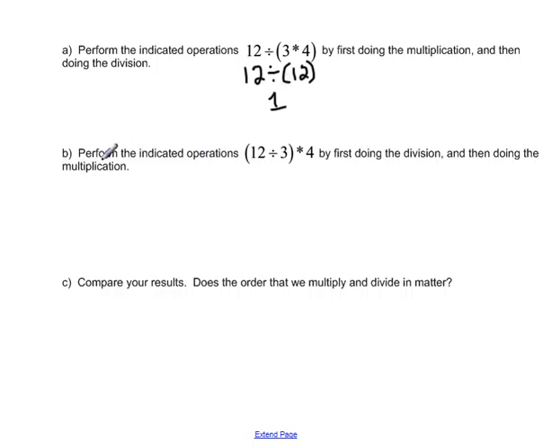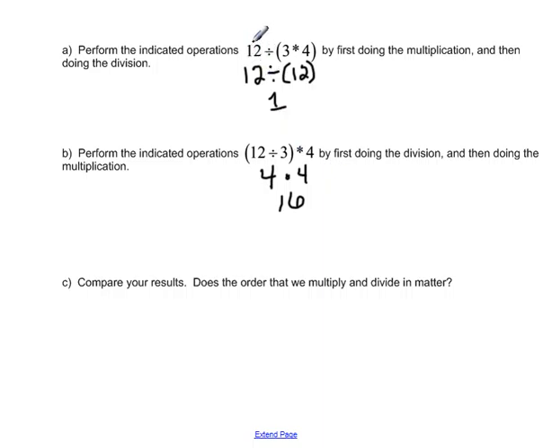Now down below, they're telling us to perform the indicated operations, and here the quotient, 12 divided by 3, is in parentheses, and it says times 4, by doing the division and then doing the multiplication. So again, we're going to do what's inside the parentheses first. So 12 divided by 3 is 4, and then we have times 4, and we know that 4 times 4 is 16.